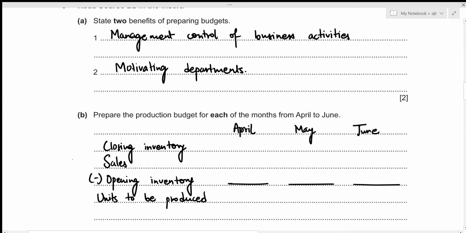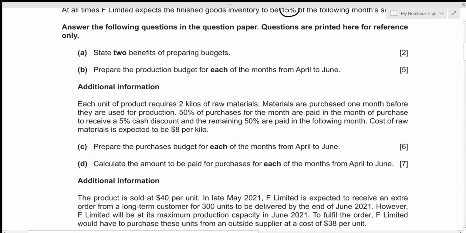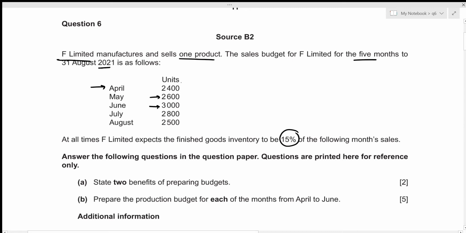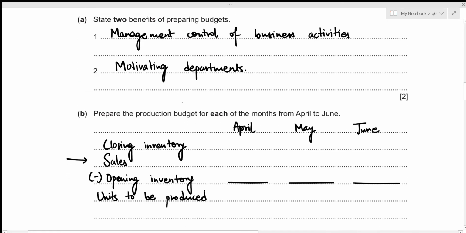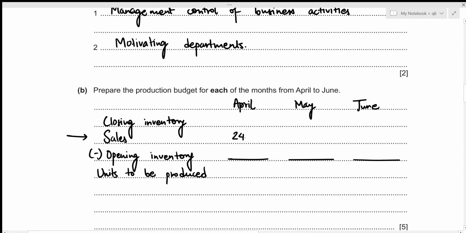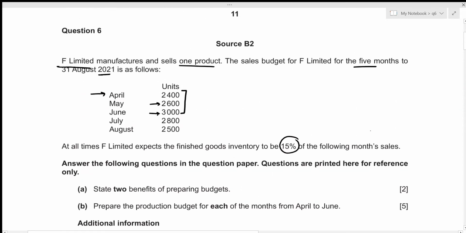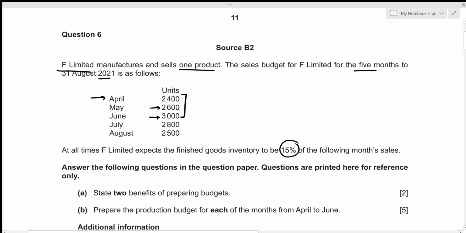Now, the simplest one would be the sales. So let's just substitute the values for the sold units in the month of April, May, and June. We can see that it was 2,400, 2,600, and 3,000 respectively for the 3 months. Let's write it down. Now we need to figure out the closing inventories for these months, and we were given the information that 15% of the following month's sales would be the closing inventory for this month. In case of April, our closing inventory would be 15% of the sales made in the next month, which is 2,600 times 0.15, and this results in the value of 390.